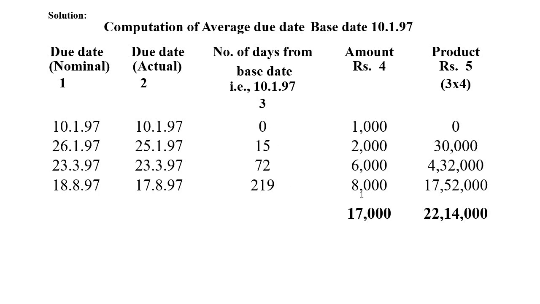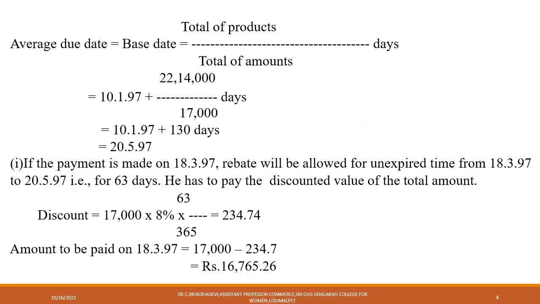The fourth column is the amount which is given in the sum. The fifth column is the fourth column into the third column, that is, number of days into amount. The aggregate of this is 22 lakhs 14,000. The amount aggregate is 17,000. With this, we are going to apply the average due date formula.